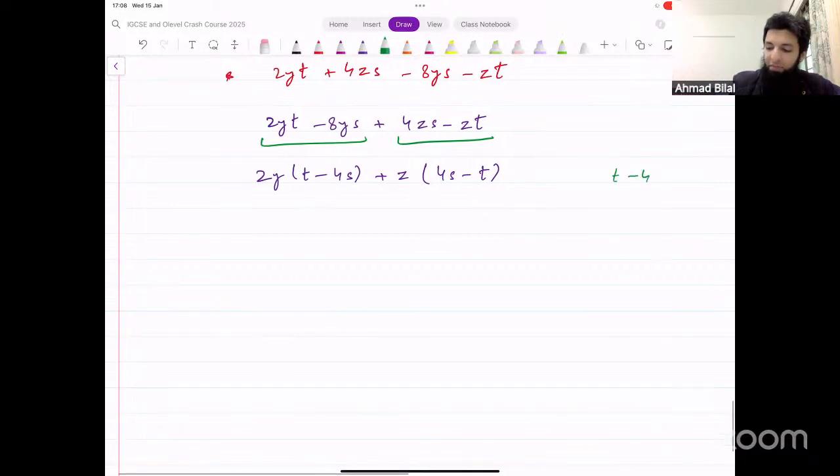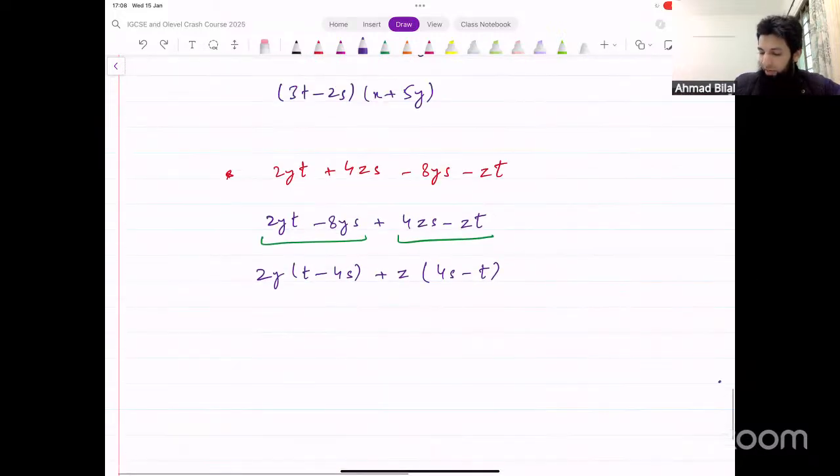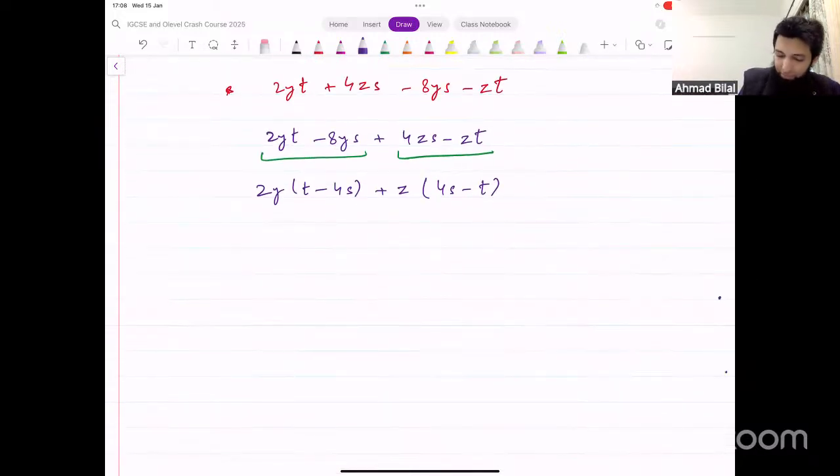For instance, if I multiply t minus 4s with minus 1, what do I get from that? I get 4s minus t. So if I multiply one of them by minus 1, I'll get the other one. How can we make these two brackets the same now? What we can do is we can take minus common from this outside. When you do that, what are you left with inside? 2y into t minus 4s.